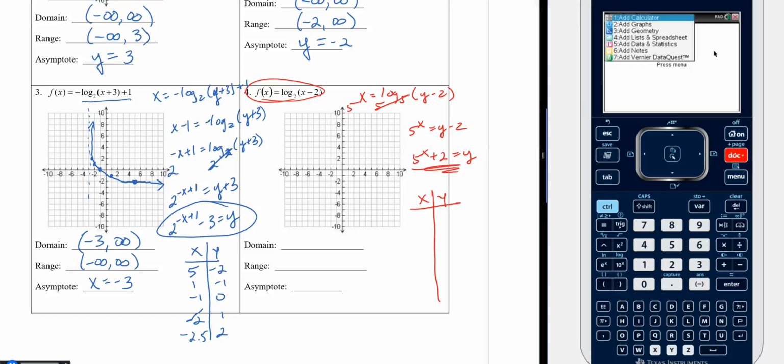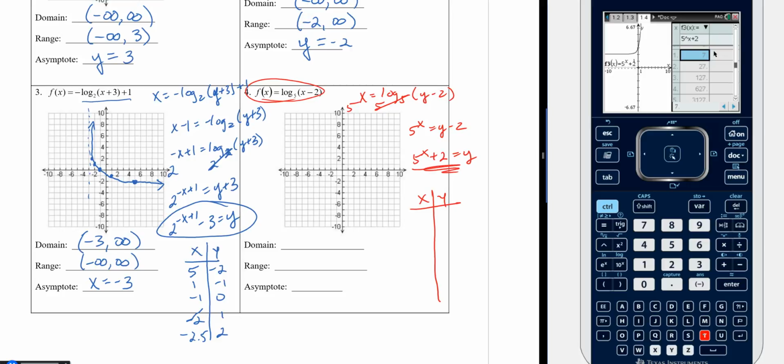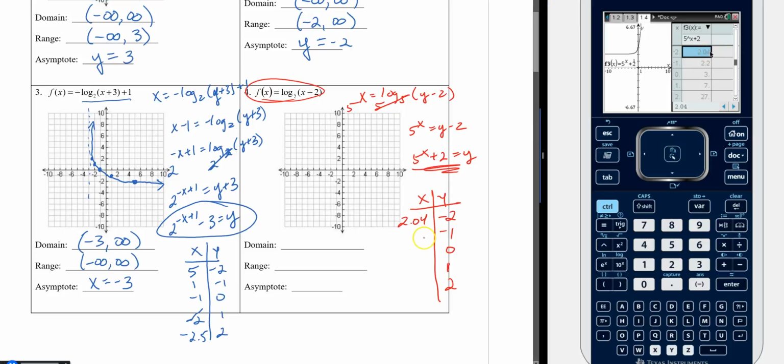So I'm going to make a new graph page. I've got 5 to the x plus 2. There's my graph table, and once again, I know my outputs already are going to be -2, -1, 0, 1, 2, because I'm going to look at those inputs from the inverse function. So I get 2.04, 2.2, 3, 7, 27. So 2.04 is going to be -2.